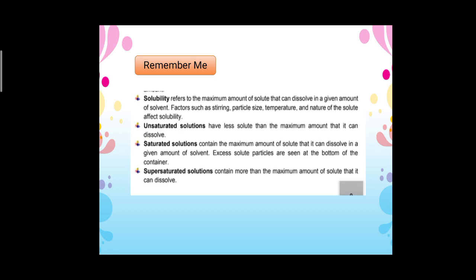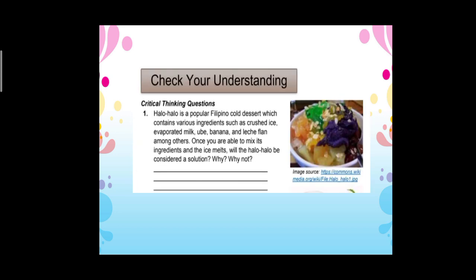Solubility refers to the maximum amount of solute that can dissolve in a given amount of solvent. Factors such as stirring, particle size, temperature, and nature of solute affect solubility. Unsaturated solutions have less solute than the maximum amount that it can dissolve. Saturated solutions contain the maximum amount of solute that can dissolve in a given amount of solvent. And supersaturated solutions contain more than the maximum amount of solute that it can dissolve.